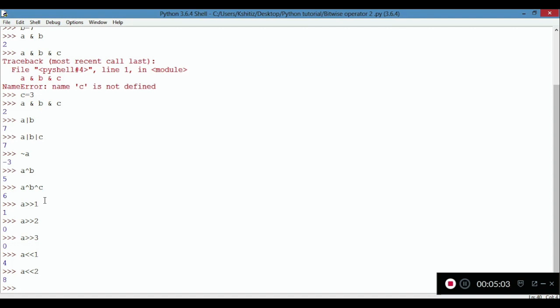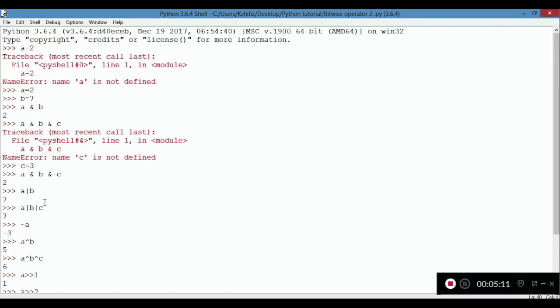So this is how the bitwise operators work in a similar pattern. In this video we have seen how bitwise operators work, and I would like to conclude today's video. In further videos we will see how other operators work and how we work with them.